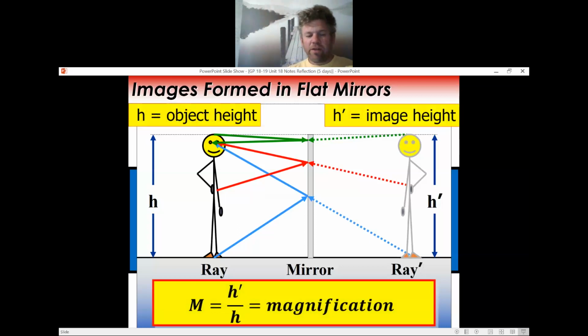So we get this concept of magnification. Write it down. We'll use it later. We're not going to use it right now, all right? So that's h prime, the height of the image, over h, just the height of the object.